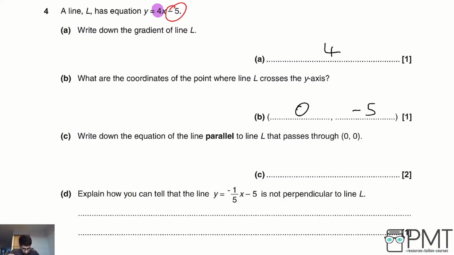So let me know what equation you wrote for part C. An equation parallel to L that passes through 0, 0. So remember, you need y equals mx plus c. Let me know your equation, or let me know what your m and c values are. Maybe you're not sure of either one, but tell me what you know. So I will highlight the word parallel. Because it's parallel, m is going to be the same as L.